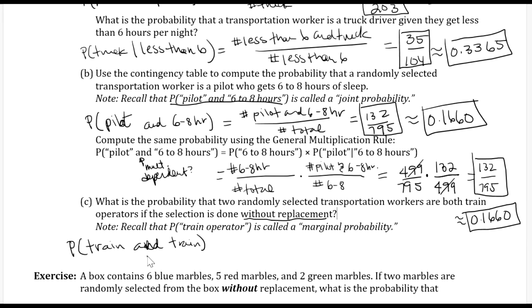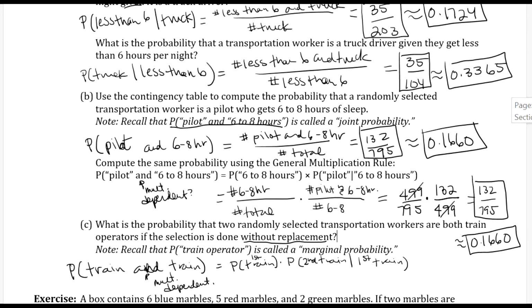So we look at our multiplication, and this time we know it's going to be dependent, so we have to utilize the general multiplication rule. It's the probability that the first one we choose is a train operator times the probability that the second one we choose is a train operator, given that the first one we chose was a train operator. So we come up here and look at our table.